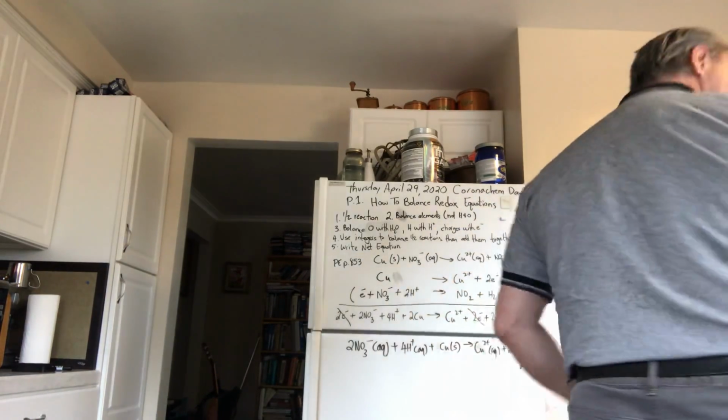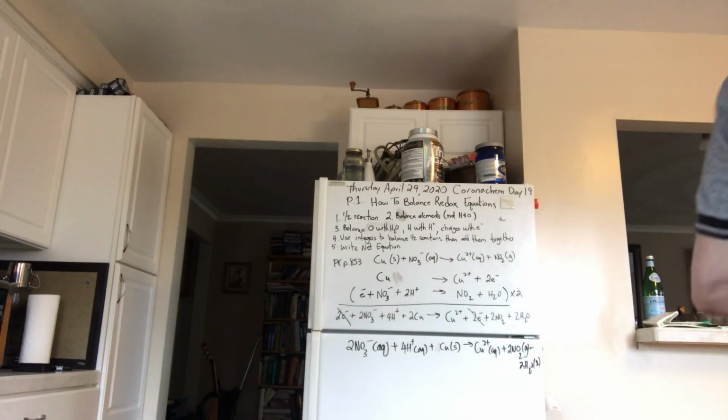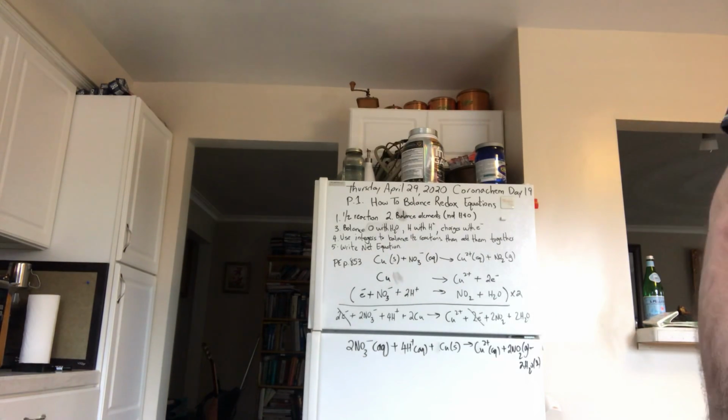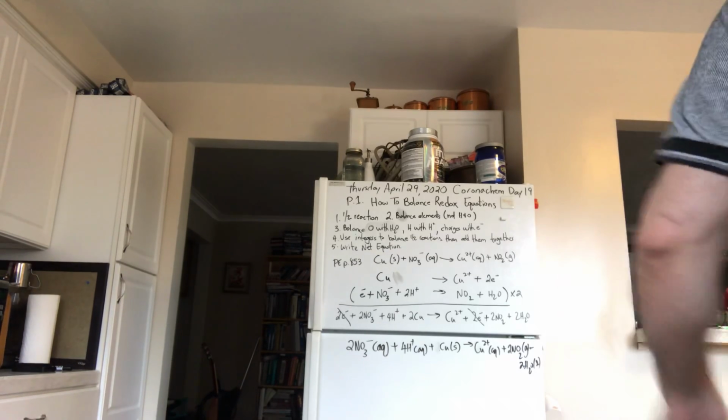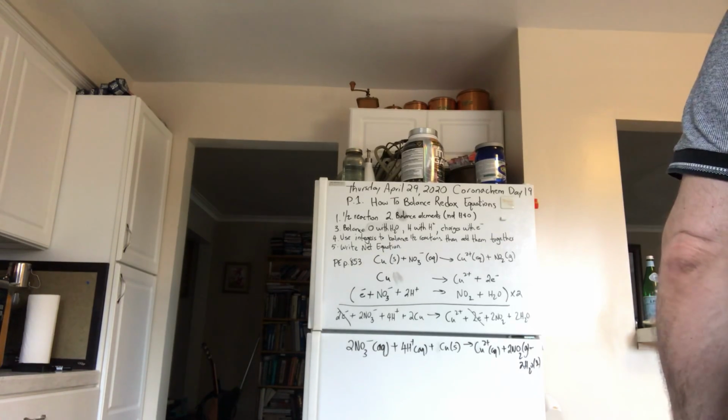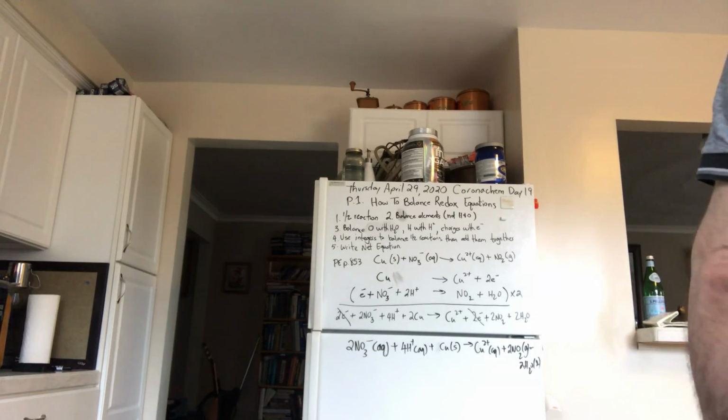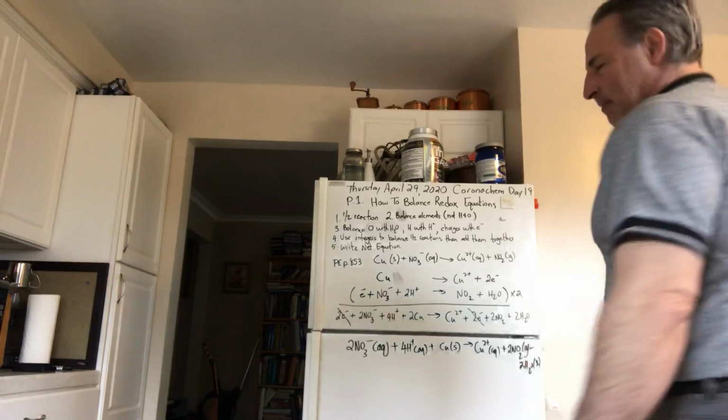That's your net equation. Let's see if I got it right. Copper solid, yes. 4H plus is aqueous, yes. 2 nitrates, aqueous, yes. Cu2 plus aqueous. 2 nitrogen dioxide gas plus 2H2O liquid. That's the correct answer.